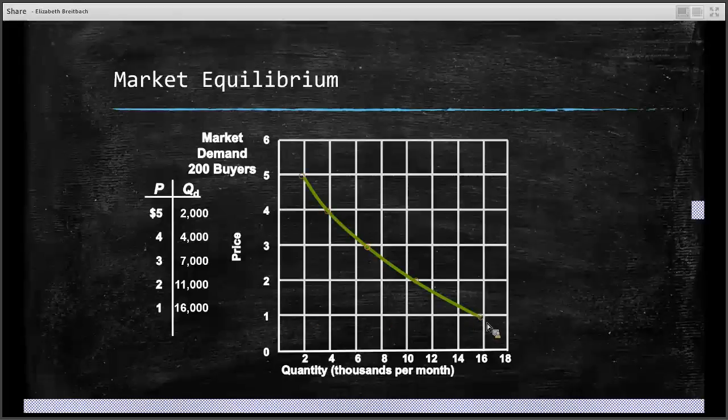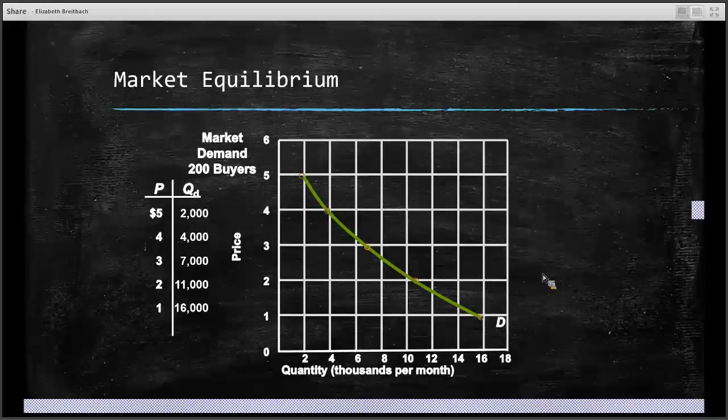And so you can see here, we have that downward sloping demand curve. Again, remember, price and quantity are inversely related when we're talking about demand. Buyers prefer low prices. The lower the price, the greater quantity that I'm going to demand.